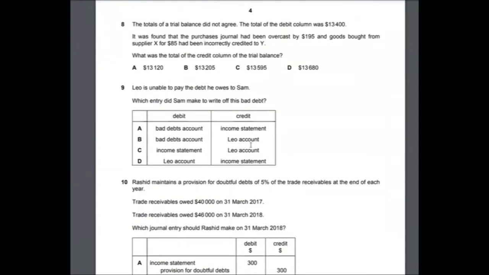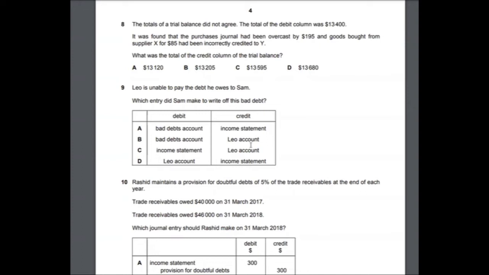Let's look at multiple choice 8. The totals of the trial balance did not agree. The total of the debit column was 13,400. It was found that the purchases journal had been overcast by $195 and goods bought from supplier X for $85 had been incorrectly credited to Y. So what was the total of the credit column of the trial balance in this case? You need to calculate the correct credit column balance. So the debit column had a balance of 13,400.